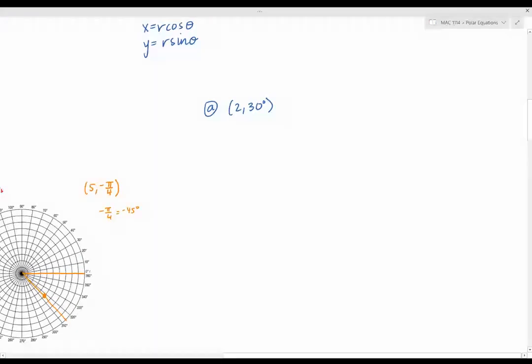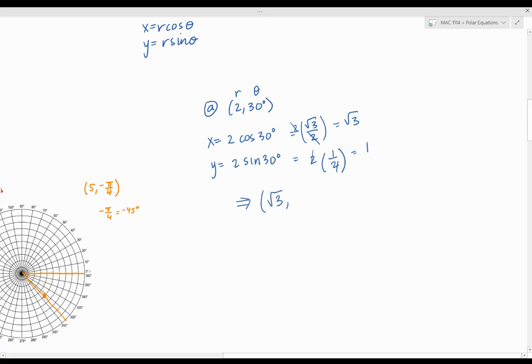Now that I have this polar coordinate, the first coordinate is always your r, and the second one is your theta. So if I want to find my rectangular coordinates for this one, x would be equal to 2 times the cosine of 30 degrees, and y would be equal to 2 sine of 30 degrees. And we know that the cosine of 30 is square root of 3 over 2 times 2. The 2's would cancel, which would leave me with the square root of 3. And we know that the sine of 30 degrees is a half. When we multiply, the 2's would cancel, which would leave me with 1. So my equivalent rectangular coordinates for this problem would be the square root of 3, 1.